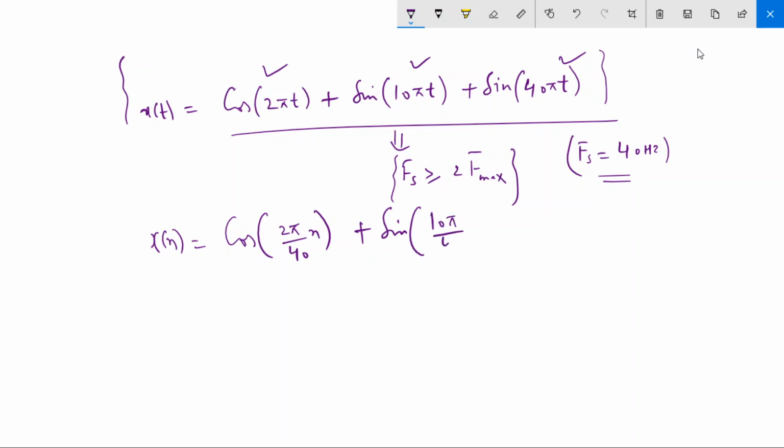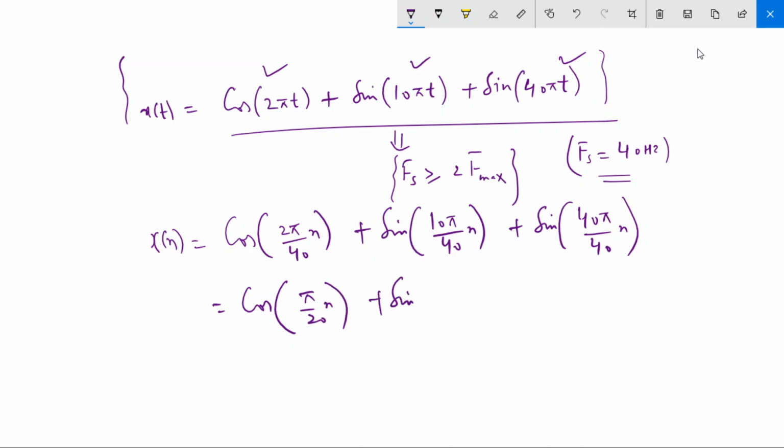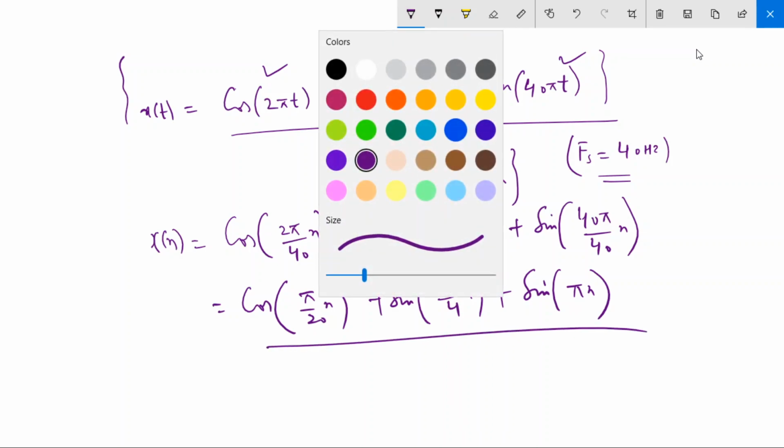So the discrete signal will be cos of 2 pi f by fs n, which is cos of 2 pi by 40 n, plus sine of 10 pi by 40 n, plus sine of 40 pi by 40 n. Or you can say it is cos of pi by 20 n plus sine of pi by 4 n plus sine of pi n. This is the discrete signal that you obtain after sampling.